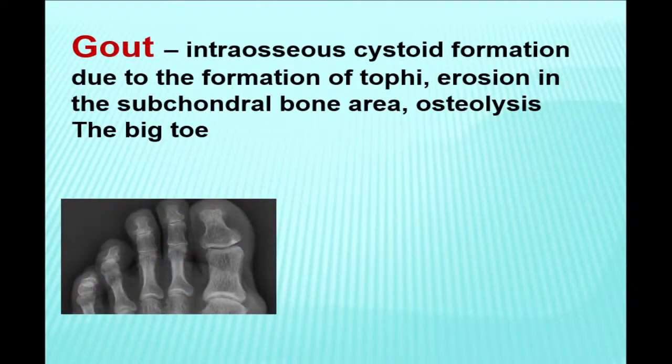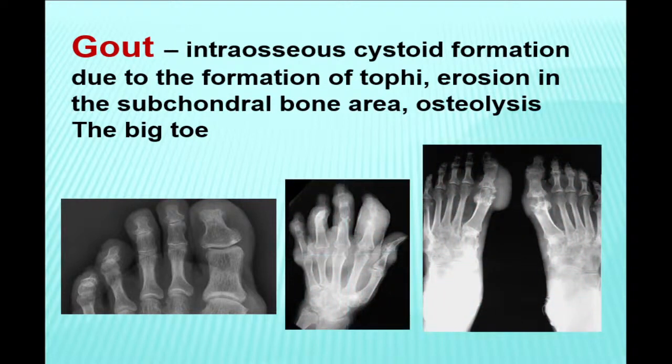We'll find intraosteal cystoid formation because of the formation of tophi, which is accompanied by erosion in the subchondral bone area and osteolysis. First of all, we'll pay attention to the big toe, which is the typical site. You see the affected joint. You see destroyed affected joints, and a mass of soft tissue, tophus, uric acid.